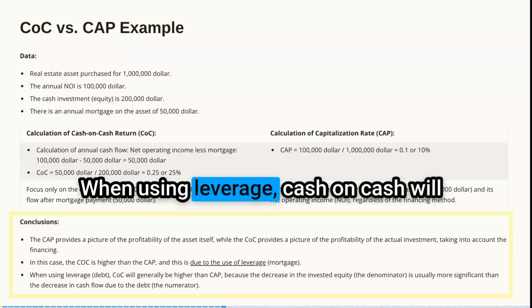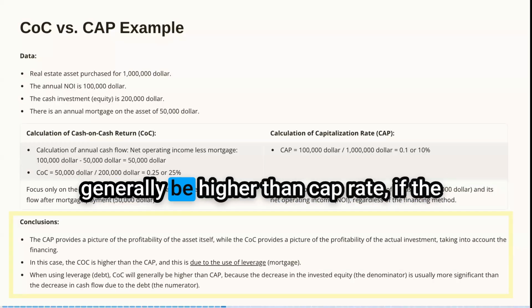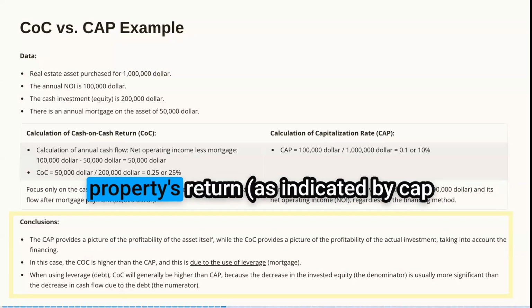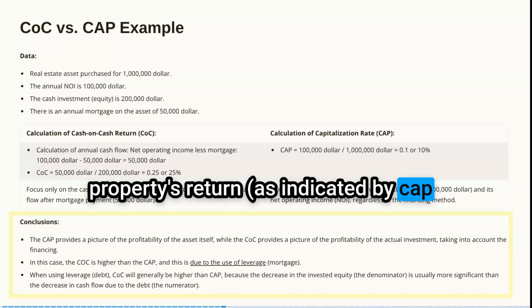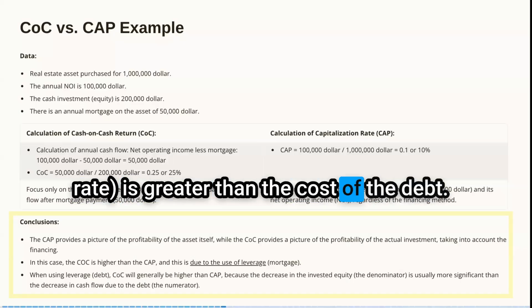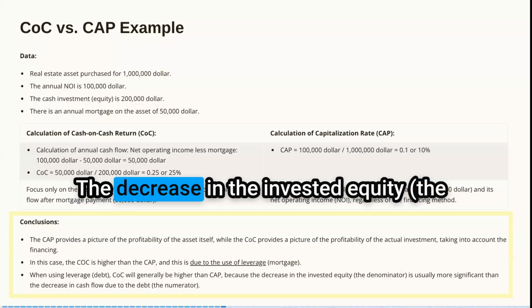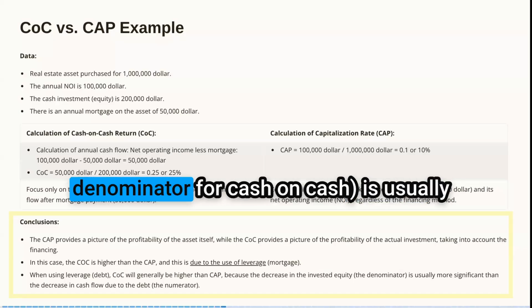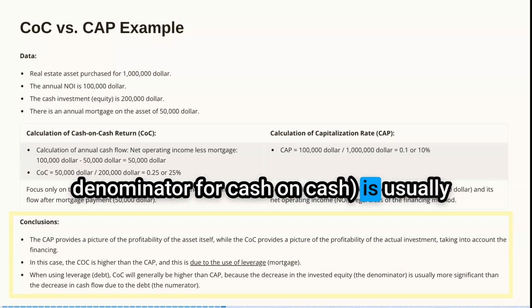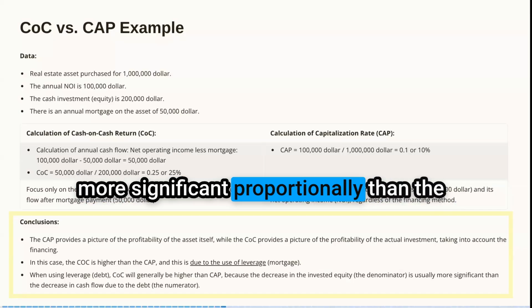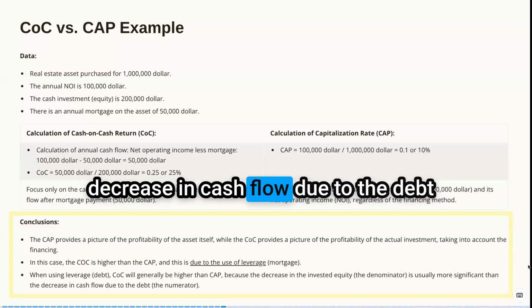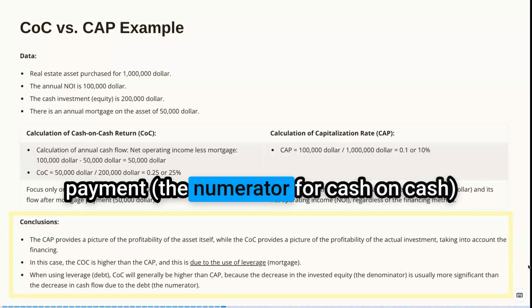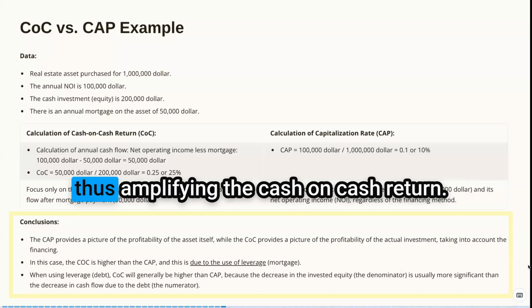When using leverage, cash on cash will generally be higher than cap rate if the property's return, as indicated by cap rate, is greater than the cost of the debt. The decrease in the invested equity, the denominator for cash on cash, is usually more significant proportionally than the decrease in cash flow due to the debt payment, the numerator for cash on cash, thus amplifying the cash on cash return.